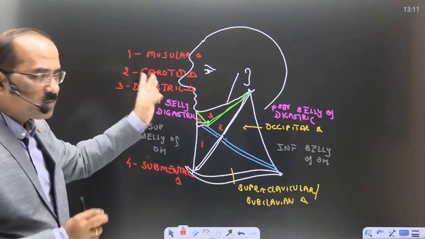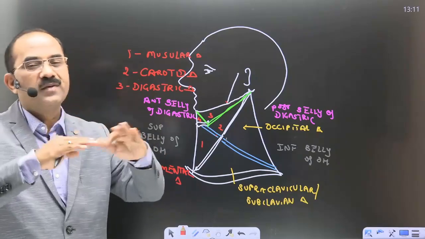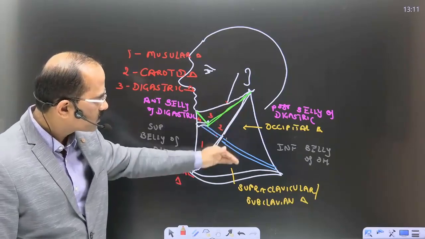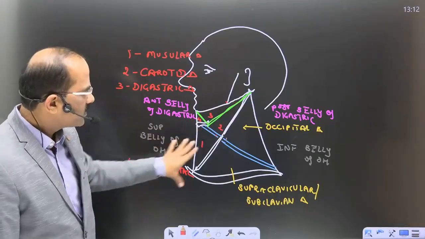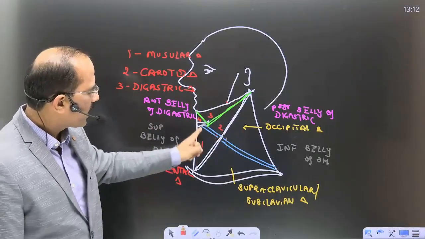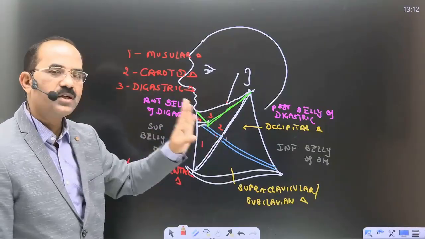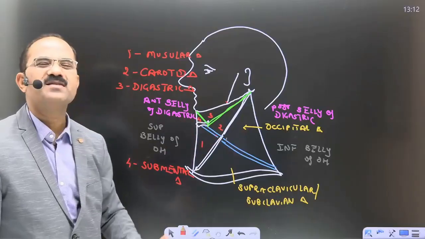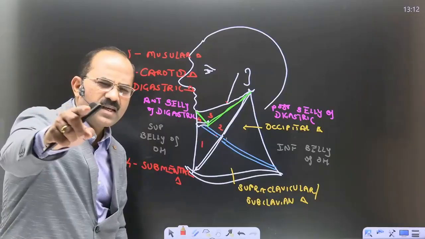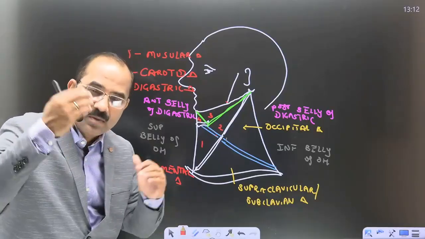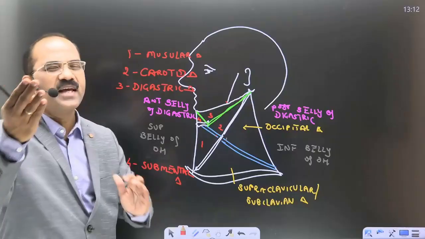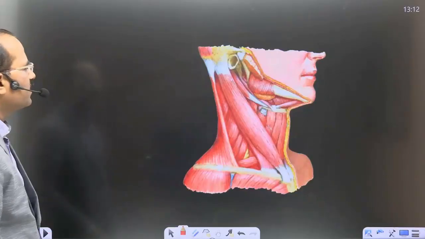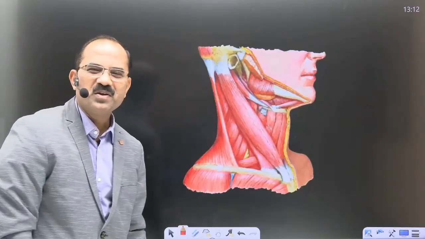So the posterior triangle is divided by the inferior belly of omohyoid into an occipital and a supraclavicular. The anterior triangle is divided by the superior belly of omohyoid and the anterior and posterior bellies of digastric into one muscular, second carotid, third is digastric, and fourth is the submental triangle. Let us have a look at the slide and understand it still better as a visual. Okay, have a look at this. Wow, that's superb. Appreciate the students.